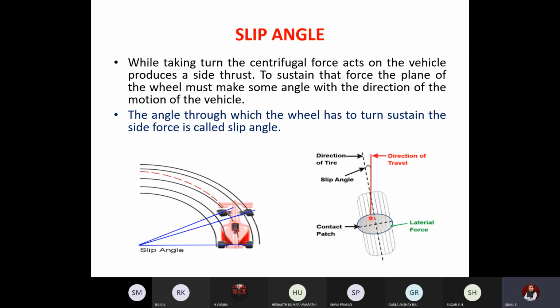So you can see in the second sketch, this red line represents the direction of travel. And this black dotted line gives you the direction of the tire. Suddenly there will be a curve, so you have to move it. The angle between these two, we call the slip angle.